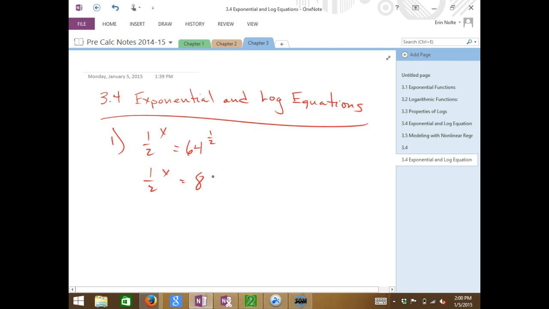So, anyways, what we're gonna do next is when we have an exponential equation and you're solving it, the easiest way, in my opinion, is to convert it into a logarithmic equation. Okay, so what is the logarithmic form of this? Log base 1/2 of 8 is equal to x. So now, if you type that into your calculator, what is the log base 1/2 of 8?